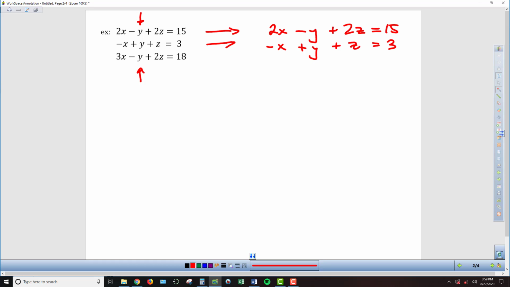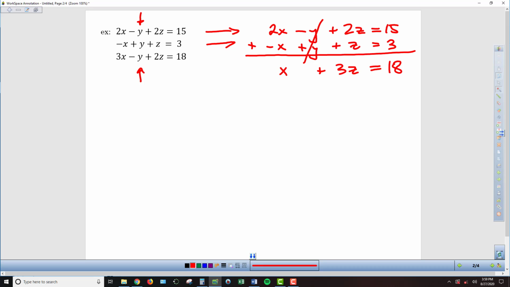And so like I said, I'm going to add those equations together because doing that, I'm going to get those y's to cancel out. And then I've got 2x plus negative x, and we just have to be careful with our positive and negative signs, so we get just x. And then I've got 2z plus z gives me 3z. And then I've got 15 plus 3 gives me 18.